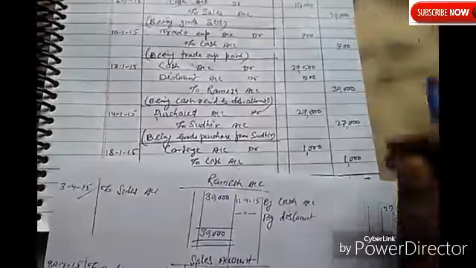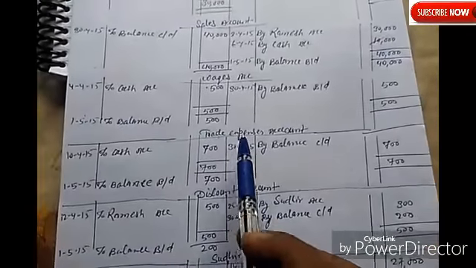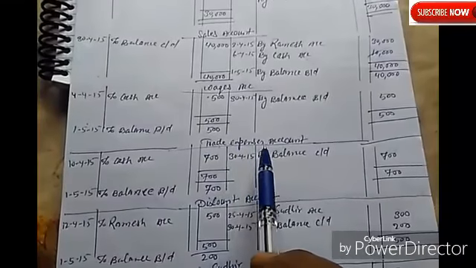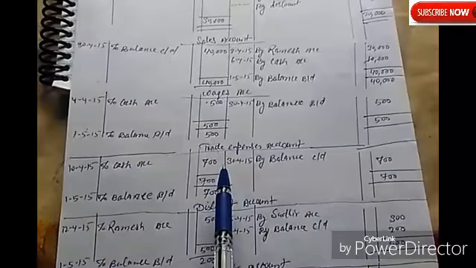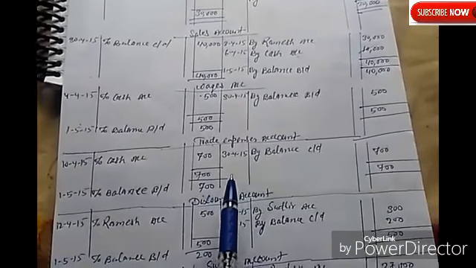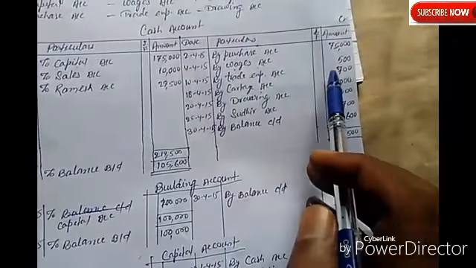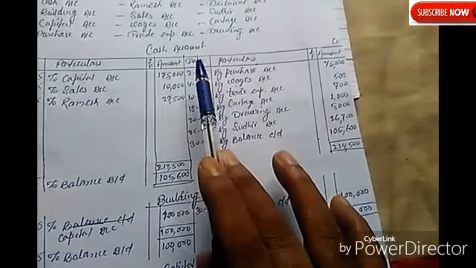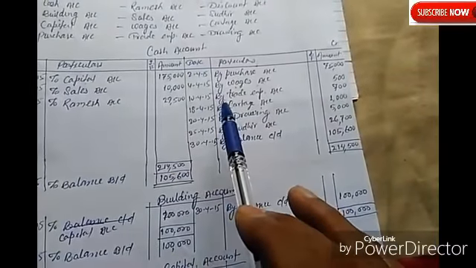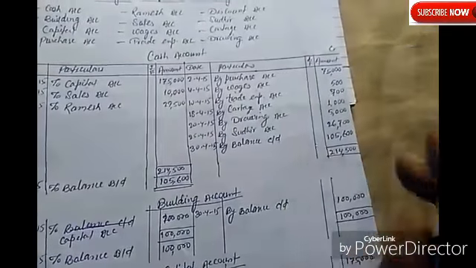Now see trade expenses account debit to cash account. So create one more account here. The trade account is on the debit side, so right here cash account debit 700, and also in the cash column we will put by trade expenses 700, because the cash is already on the credit side. That's why instead of cash we put by trade expenses 700 here.